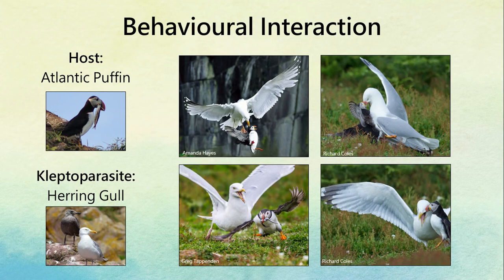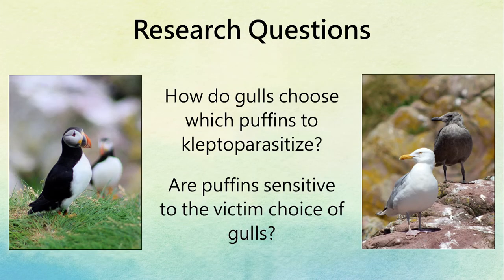The puffins also have the risk of losing their fish, which not only makes them spend more time and energy going back to the ocean to forage, but also delays the food delivery to the chick, which can be really important when chicks are younger because they don't have as many resources built up in their body yet. So my question really focuses on the behavior, specifically how do gulls choose which puffins to kleptoparasitize, and are puffins sensitive to the victim choice of the gulls.